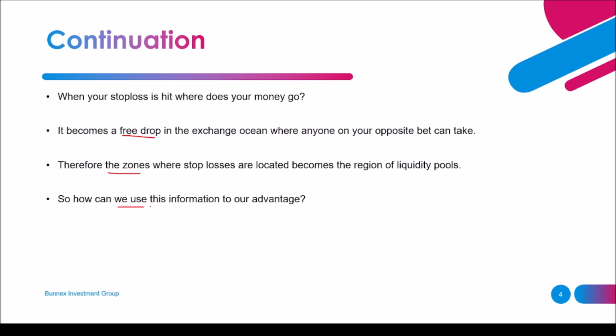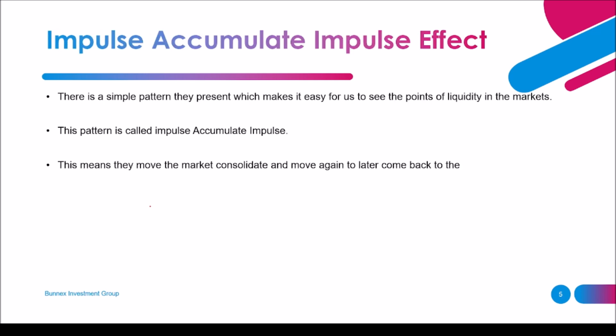So how can we use this information to our advantage? This is the sole purpose of this video. Let's define what we call the impulse accumulate impulse effect. There is a simple pattern they present which makes it easy for us to see these points of liquidity in the markets. The pattern is called impulse accumulate impulse. Basically, repetition of one thing. If they push, they need to accumulate, and then they push. This means they move the market, consolidate, and move again later back to the initial point.